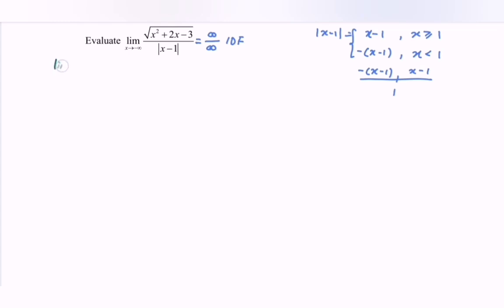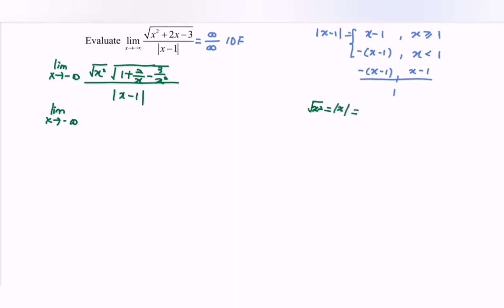So limit when x approaches negative infinity. Here we have square root of x squared, square root of 1 plus 2 over x minus 3 over x squared, over the modulus of x minus 1. Meaning that for the numerator, we factor out the square root of x squared. So kindly simplify the situation. Limit when x approaches negative infinity for the modulus of x squared, or we can say we have the modulus of x. The definition would be x for x greater than or equal to 0, negative x for x less than 0.